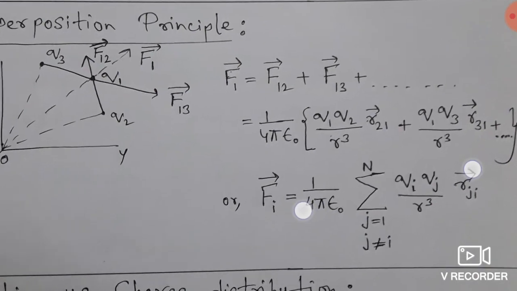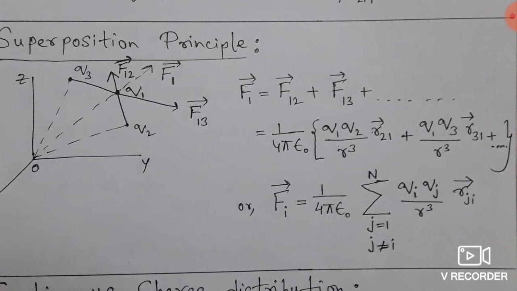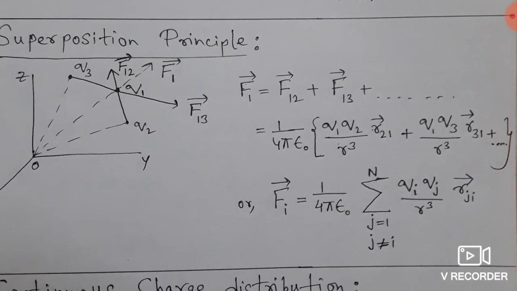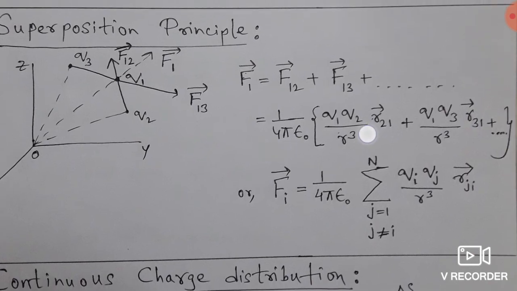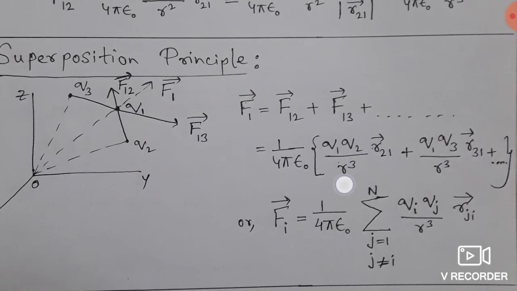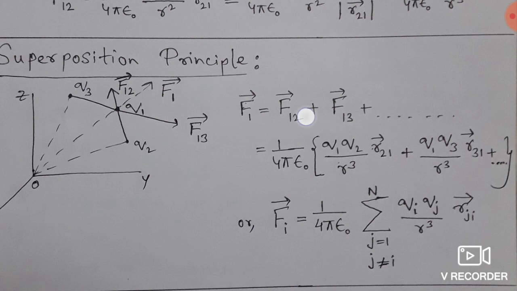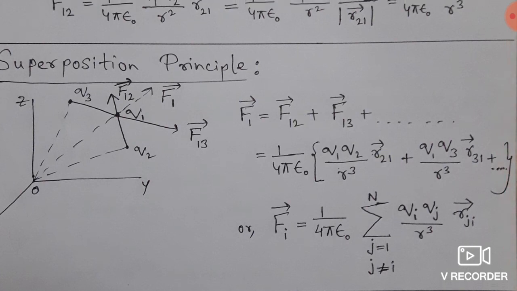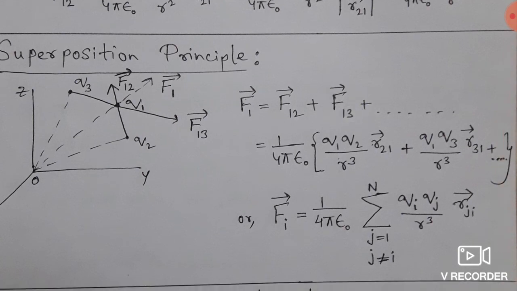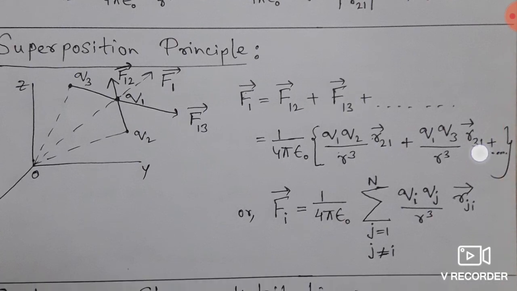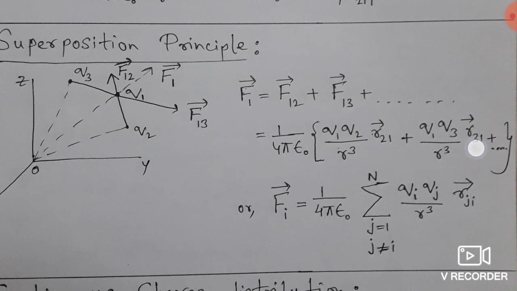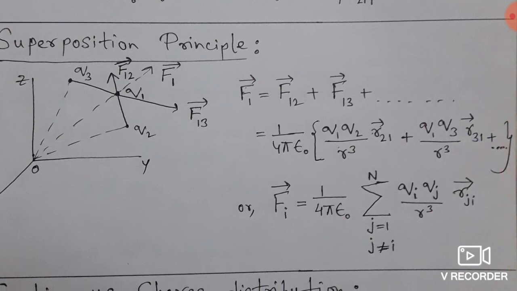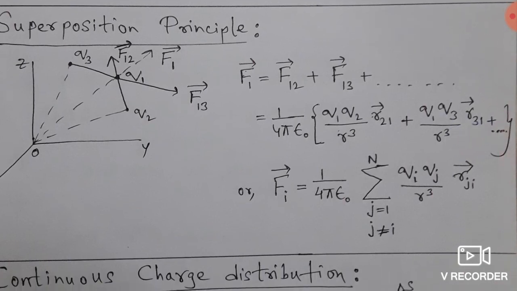Now if we put the value of F12, we know that the vector form is 1 by 4 pi epsilon 0 Q1 Q2 by R cube. Here, since it is F12, it will be R21, and for F13 it will be R31: Q1 Q3 R31 by R cube, plus so on for n number of charges.